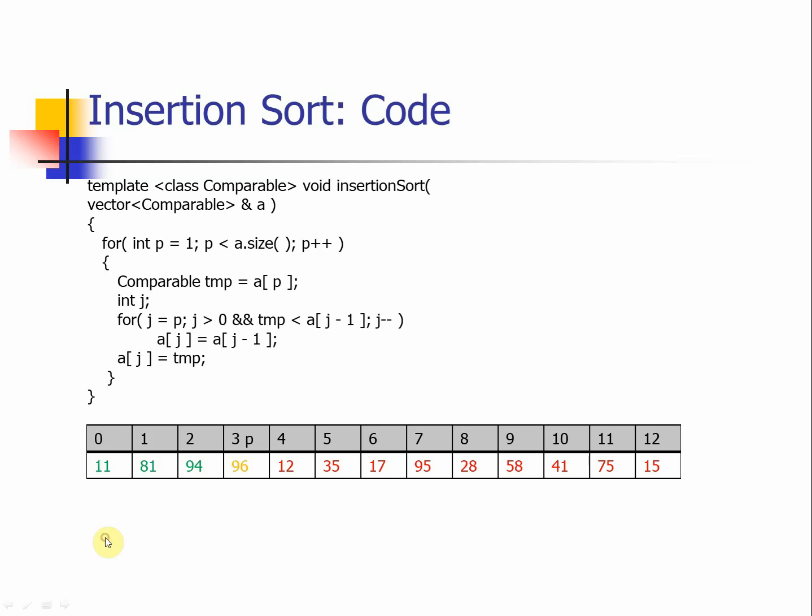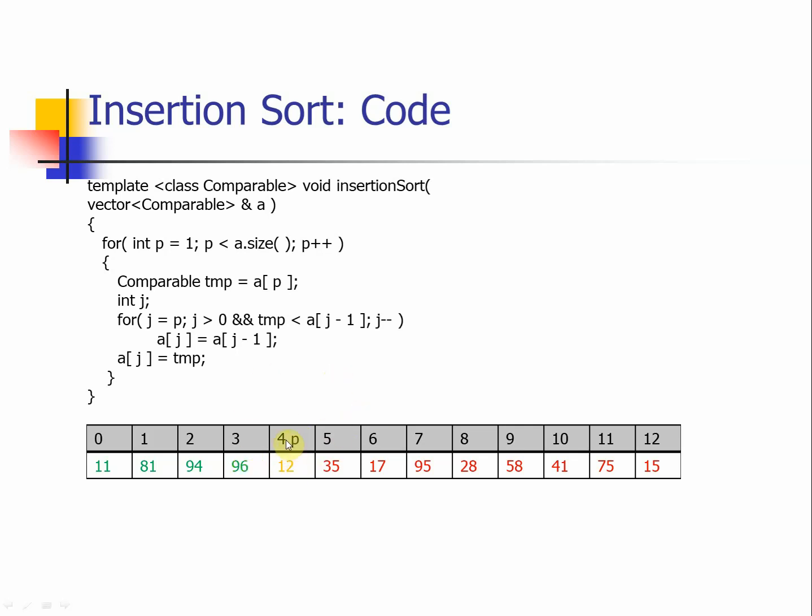Of course, p will keep moving forward to the next location. At this time, you can see that 96 is actually at its own spot, and therefore we'll still do the operation over here. Temp equals 96. Immediately, this condition is not going to be satisfied, and therefore we don't need to move in the loop at all. a of j equals temp, so we put 96 on 96 again. So we will move to the next one.